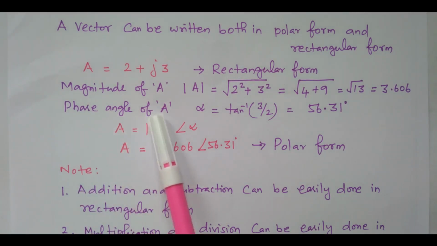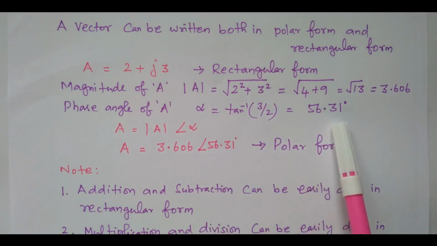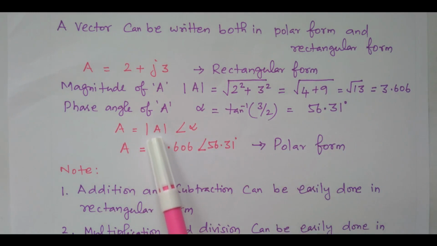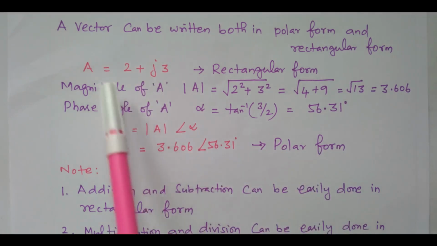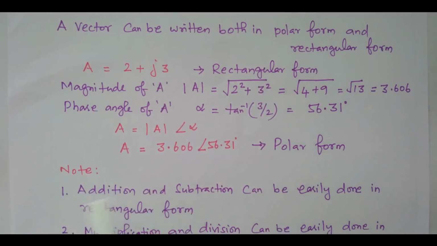How will you find the angle? Alpha equal to tan inverse 3 by 2, that is imaginary term divided by real term. So this is represented by magnitude and angle. Magnitude is 3.606, angle 56.31. So this is the polar form. Both are equal. Here it is represented with real term and imaginary term, the rectangular form. Here it is represented with magnitude and angle, the polar form.